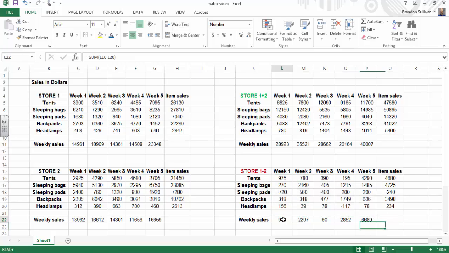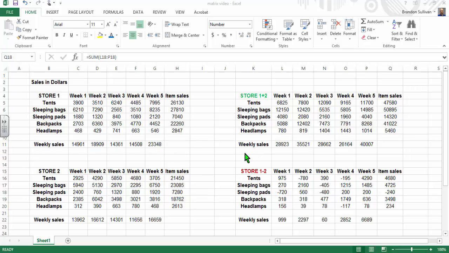And in this case, all of the values are positive, which means that every week Store 1 outperformed Store 2. If we look at the item sales, that trend still holds true, except now you can see that over the course of a month, Store 2 sold more sleeping pads than Store 1. Next, we will look at how we can apply multiplication or division to our spreadsheets instead of the operations of addition and subtraction that we currently did.